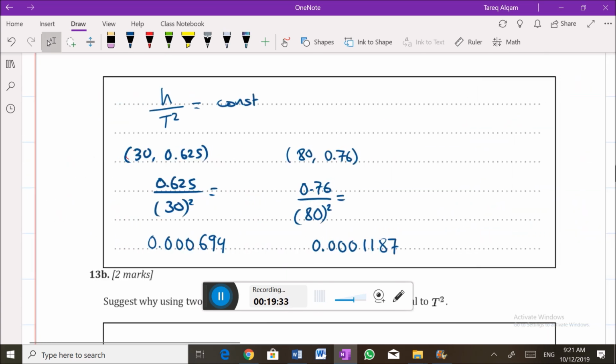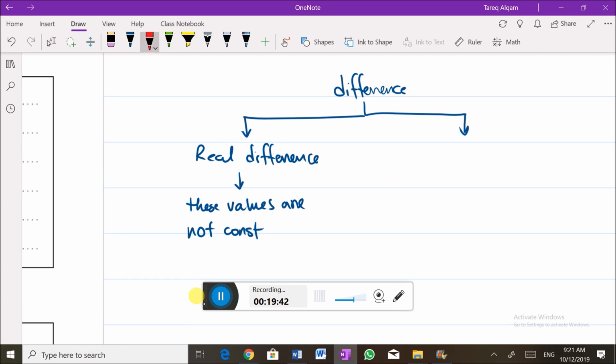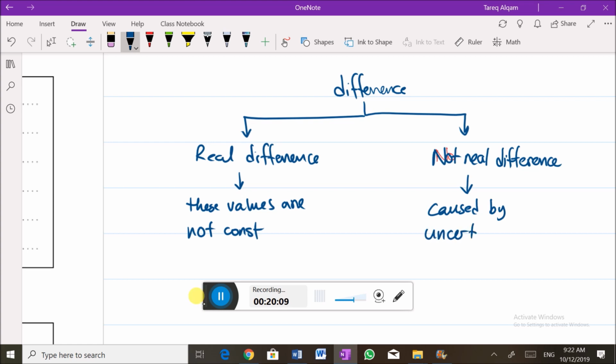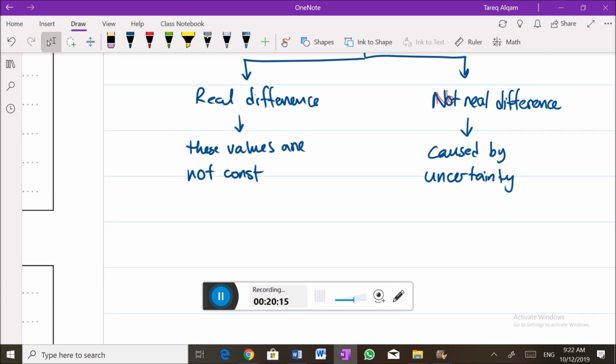Let's say this is K1 and this is K2, or there is not a real difference. This difference is caused by uncertainty. How can I distinguish between these two things?